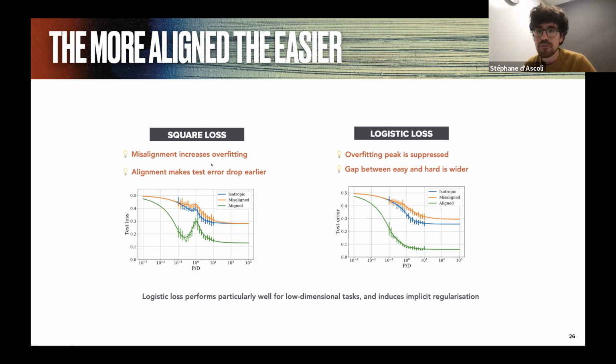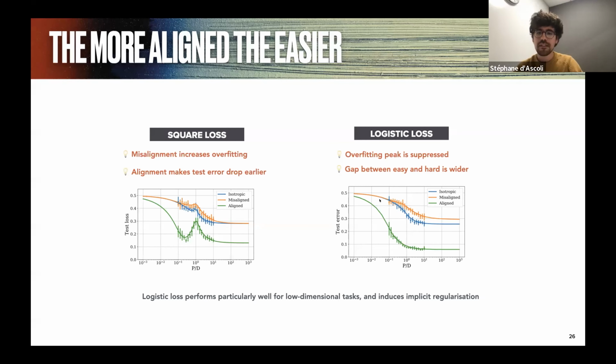Now let's look at what happens if we trade our square loss for a logistic loss, or a proper classification loss. What we can see is that in the case of isotropic inputs, the final error we get for the very overparametrized model is pretty similar, actually. However, one thing we see is that the overfitting peak is killed. And we're going to see later how this happens, how we get this implicit regularization.